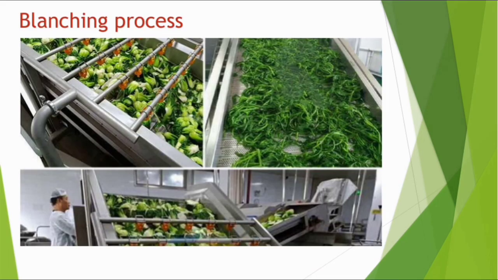Let's talk about the blanching process. This is a crucial step in food preparation and preservation. Essentially, blanching involves briefly boiling or steaming food, usually vegetables or fruits, to inactivate enzymes that can cause spoilage or deterioration. By doing this, we help preserve the color, texture, and flavor of the product.